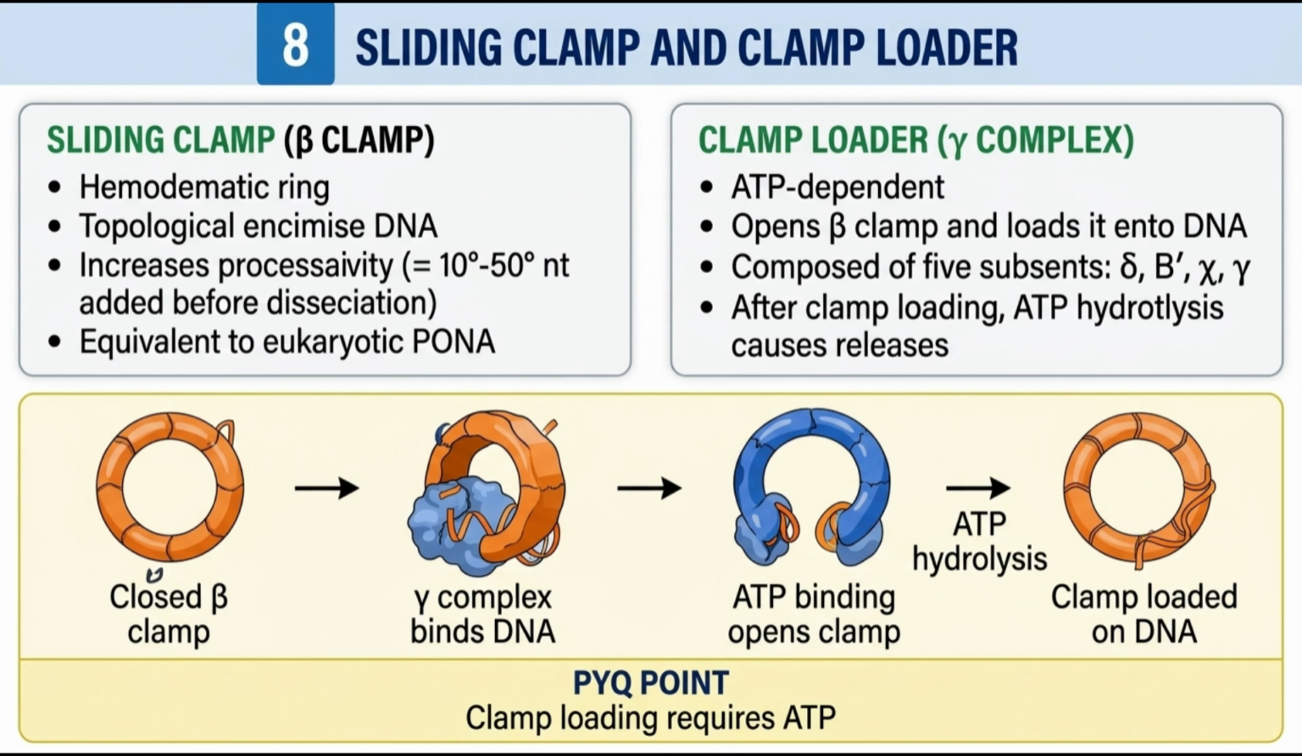ATP binding induces conformational changes that open the clamp and allow its loading onto DNA. After ATP hydrolysis, the clamp loader dissociates. This mechanism greatly increases replication efficiency and processivity.